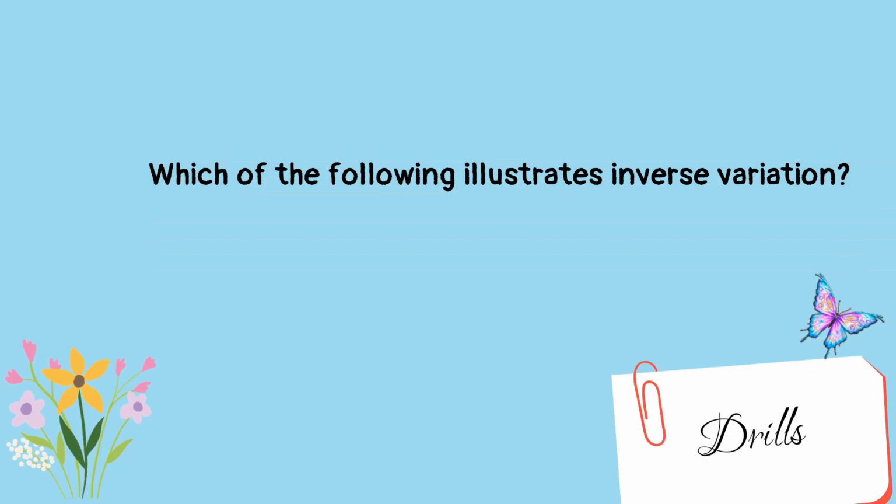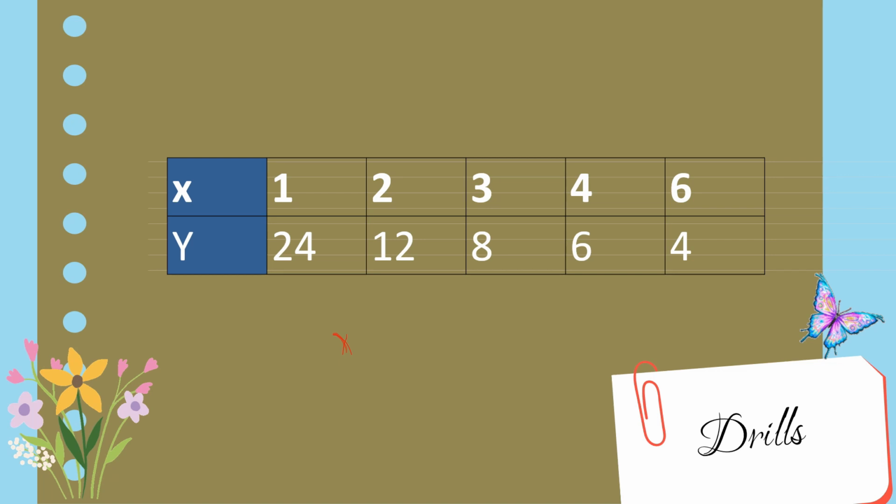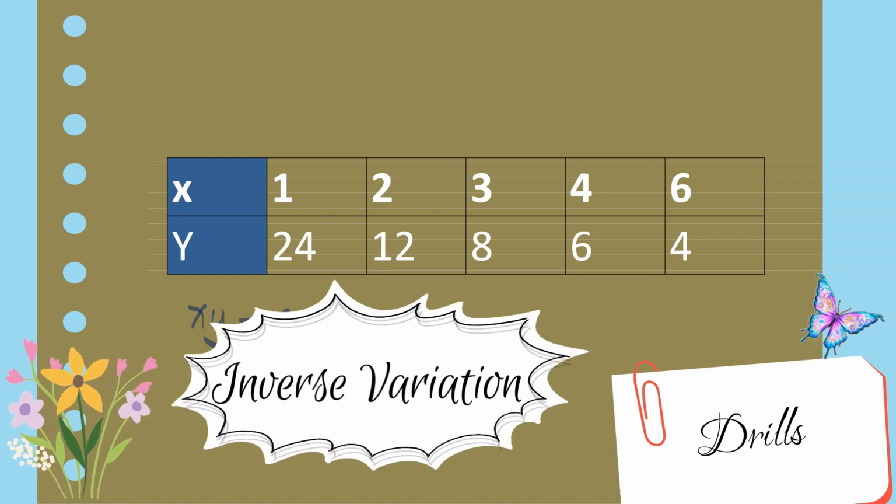Now let's have some drills about inverse variation. Which of the following illustrates inverse variation? Alright. Is this an inverse variation? If your answer is yes, then you are correct. Why? Since the value of x increases and the value of y decreases, and when we multiply x and y, we get the same value, which is equal to 24. So 1 times 24 is 24, 2 times 12 is 24, 3 times 8 is 24, 4 times 6 is 24, and 6 times 4 is 24. So we can say that the constant of variation is 24. So therefore, this is an inverse variation.